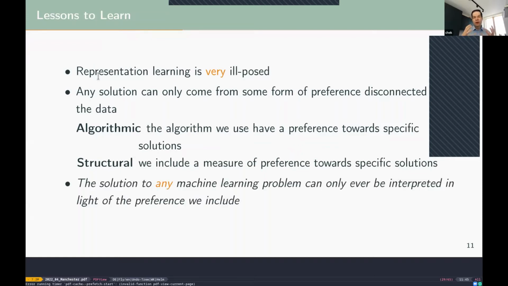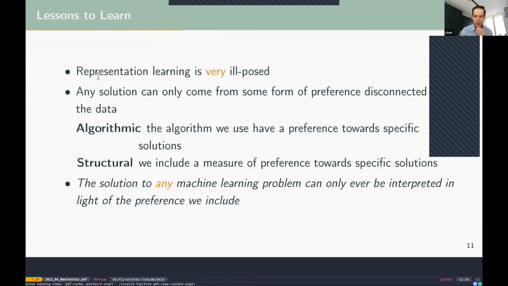And what I will try to argue is that if we're supposed to interpret the structure that we get out, because it's ill-posed, and the only thing that allows us to get to any solutions is these preferences that we put in, then if we don't understand the preference, we can't understand the result. So the solution to any machine learning problem can only be interpreted in the light of the preference that we include. So we really want to understand what we put in. If we don't do these things, really bad things can happen.